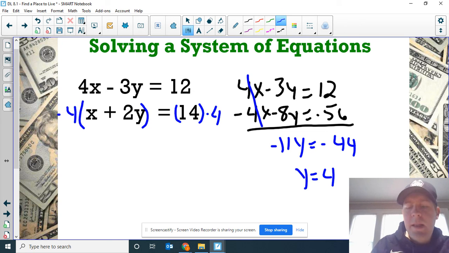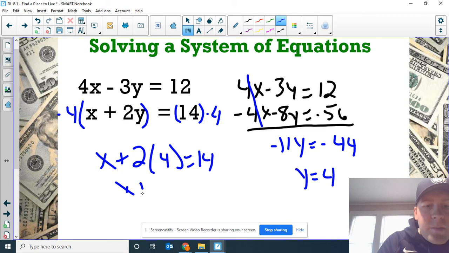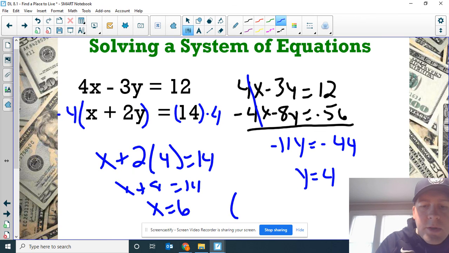Okay, let's go ahead and plug that into either original equation. I picked the bottom one again. So x plus 2y, but y equals 4, equals 14. So x plus 8 equals 14, so x is going to equal 6. So our solution is 6 comma 4.